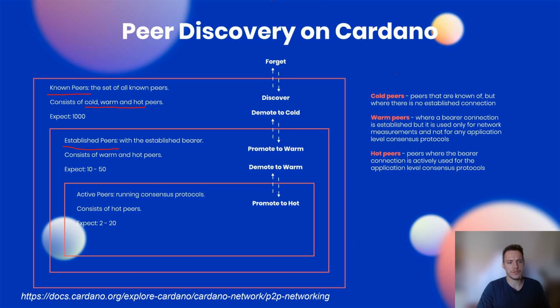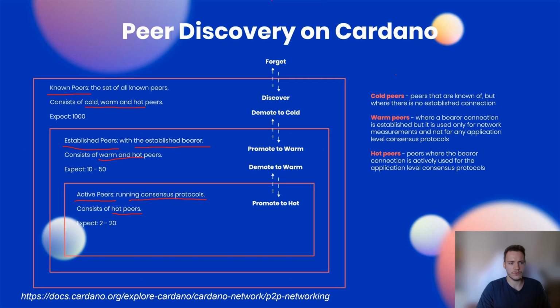A smaller subset of the known peers is the established peers group, which are peers that have an established bearer connection. From our peer types, those would be only the warm and hot peers, while cold peers don't enter this group. And again, a smaller subset of the established peers is the active peers group, and those are peers that are actually running the consensus protocols. So out of our peer types, these are only our hot peers. Neither cold nor warm peers enter the active peers group.